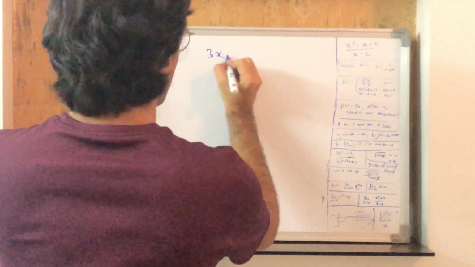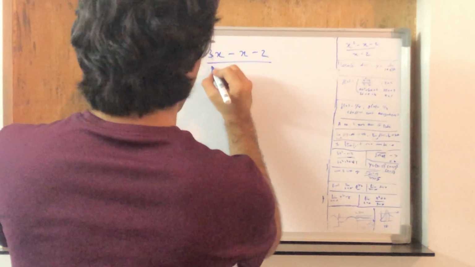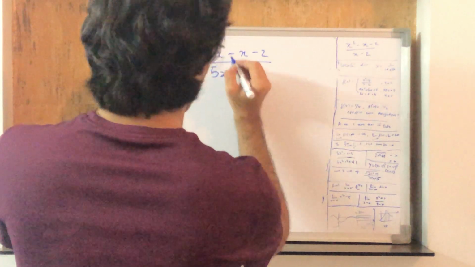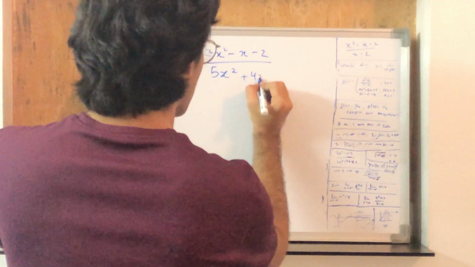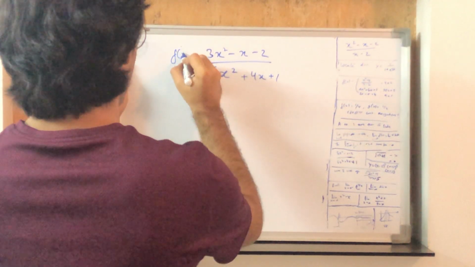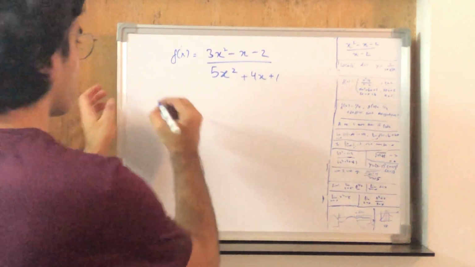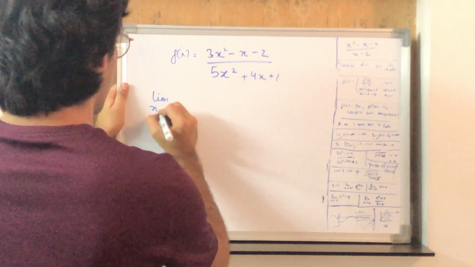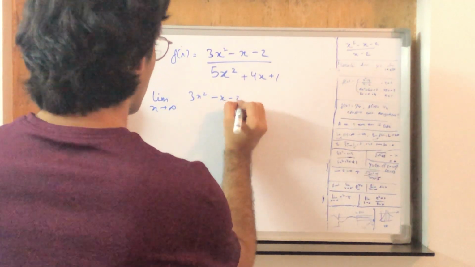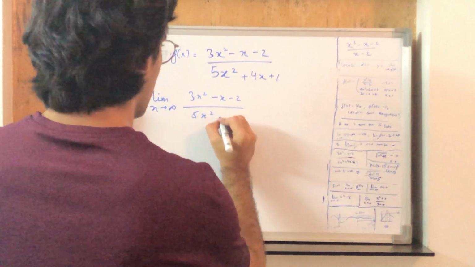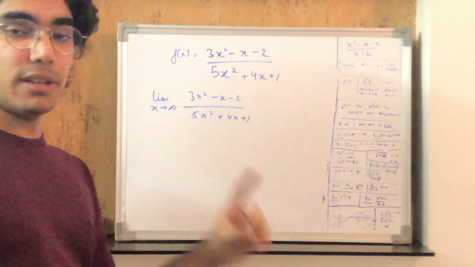So I have 3x squared minus x minus 2 over 5x squared plus 4x plus 1. This is my f of x, right? Let's say I want to find the horizontal asymptote for this function. How do I do it? Pretty straightforward. I have the limit as x tends to infinity of 3x squared minus x minus 2 over 5x squared plus 4x plus 1.